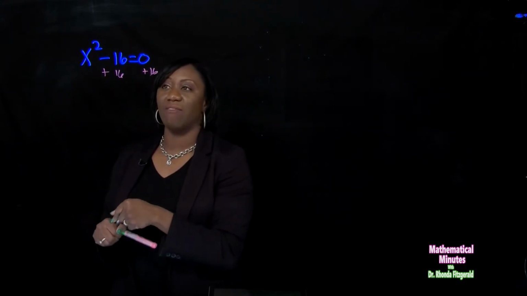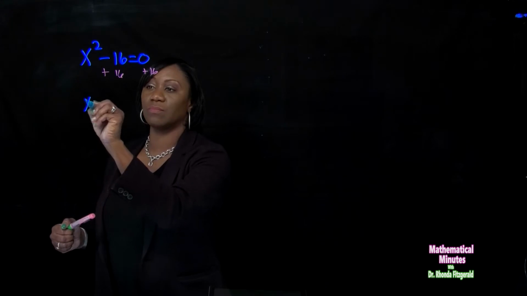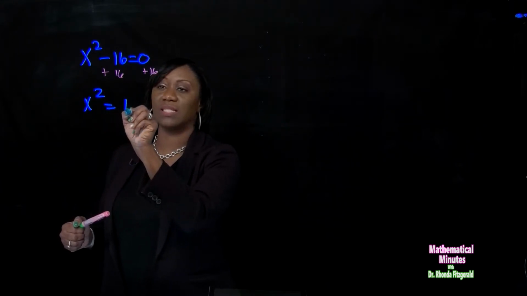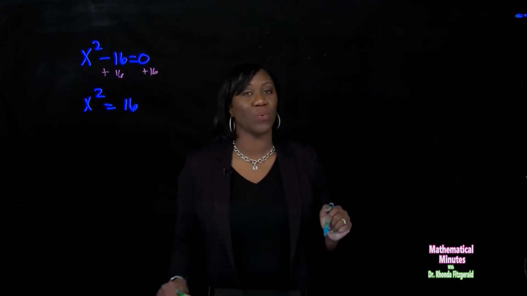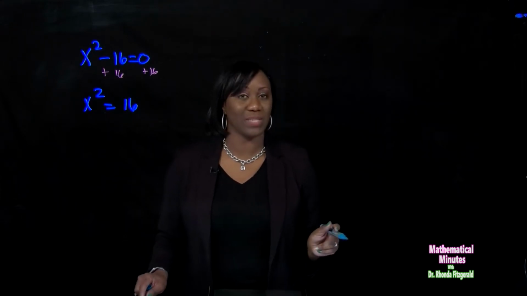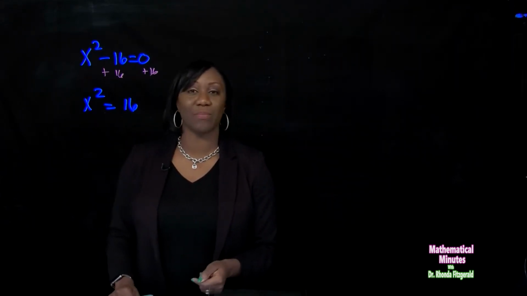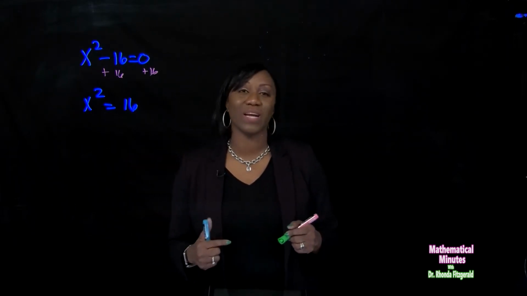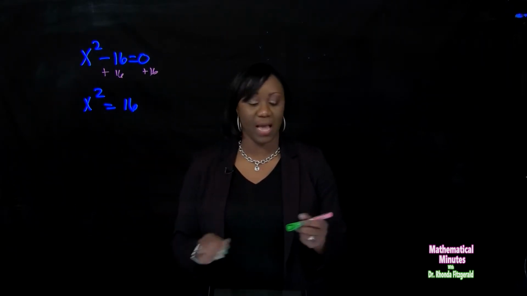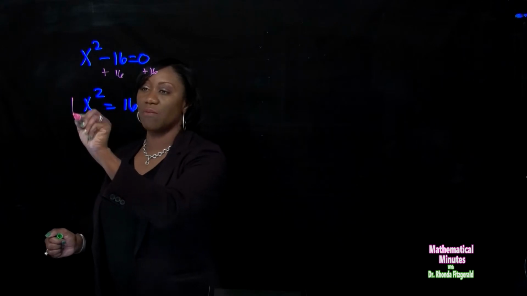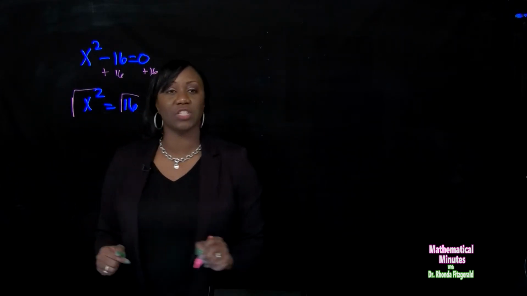And now we have x squared equals 16. So this is the form that we want when using the square root property. Once again, something squared equals something. Now to use the square root property to solve this, we want to take the square root of both sides of my equation.